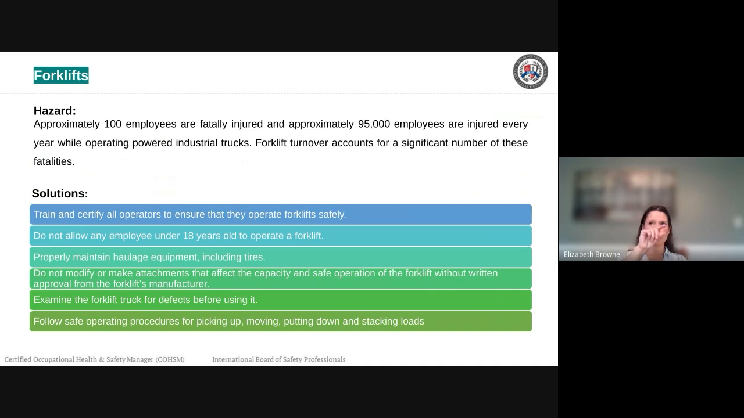There's the standard capacity of the forklift or load, and then there is a blank spot on that load capacity plate for 2 different attachments, and you can get that in writing and list that on there from the manufacturer if they approve the use of an attachment. We want to examine the forklift truck for defects before using it. So a pre-operation or pre-shift inspection of our forklifts should be required of every operator. We want to follow safe operating procedures for picking up, moving, putting down, and stacking loads.